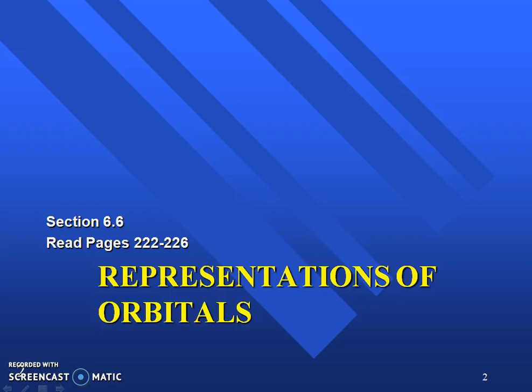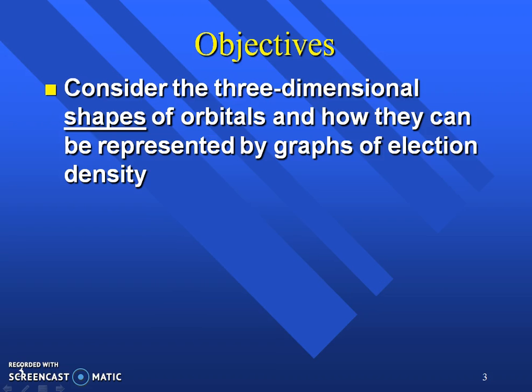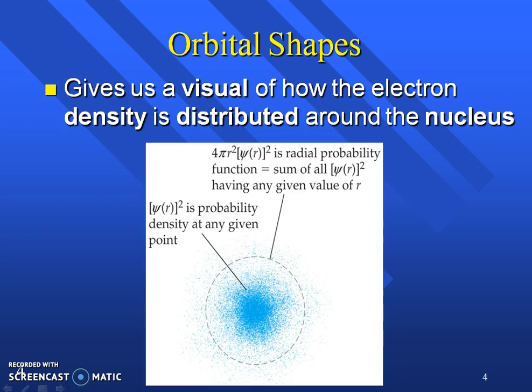This is Mrs. O'Neill for AP Chemistry, Chapter 6, Section 6, Representations of Orbitals. So the objective for this section is to understand these three-dimensional shapes and how they're represented by graphs of electron density. So in other words, where that electron is most of the time, the most probable place, the highest density in that atom. So the shapes give us this visual. Remember to pause the video, fill in the blanks, and then play to hear my words.